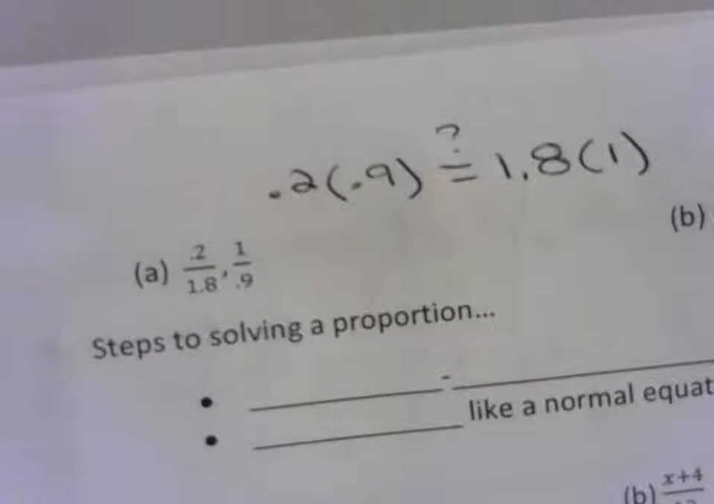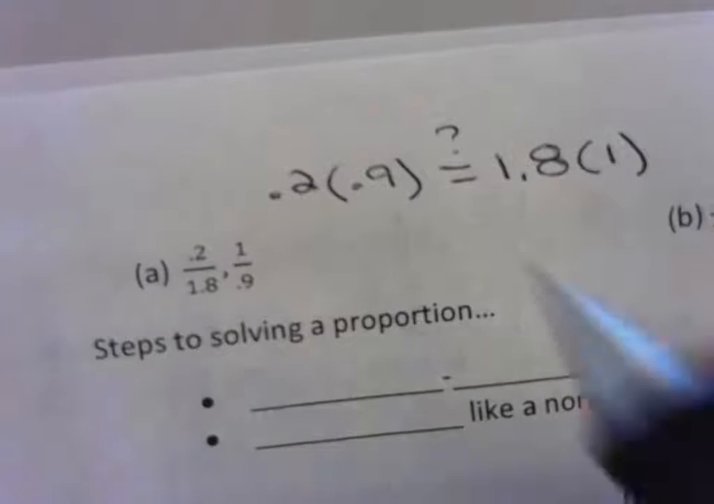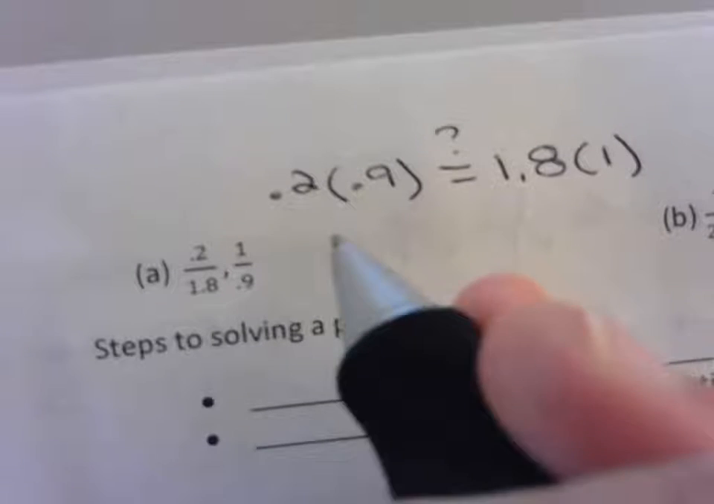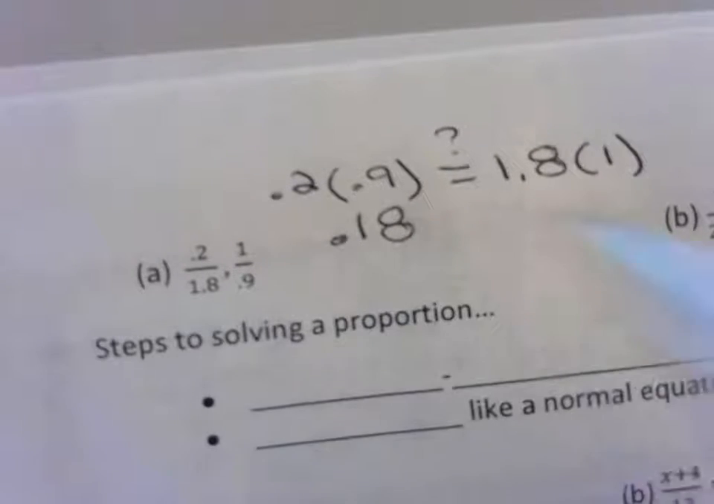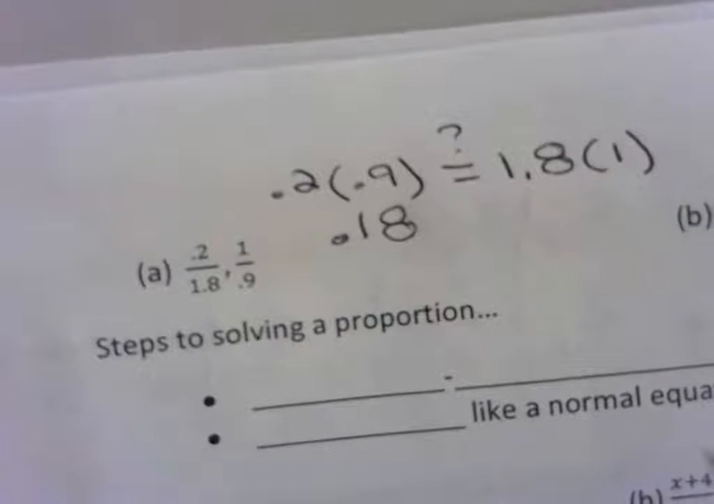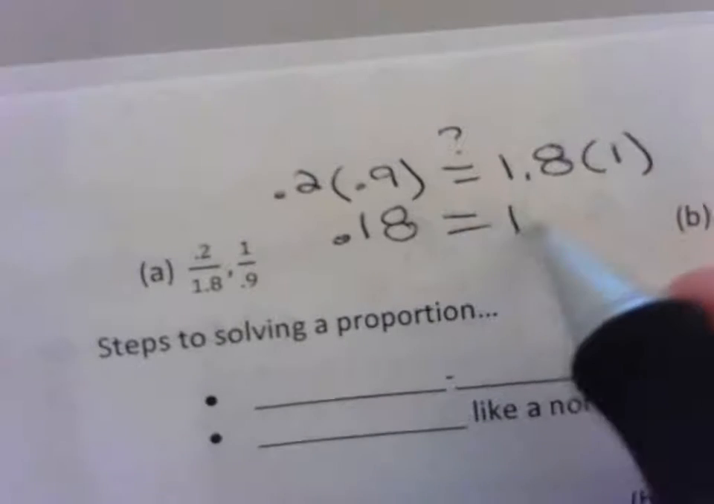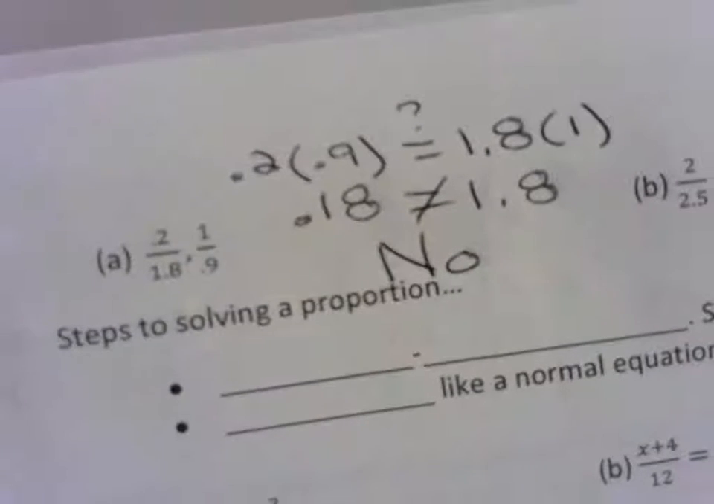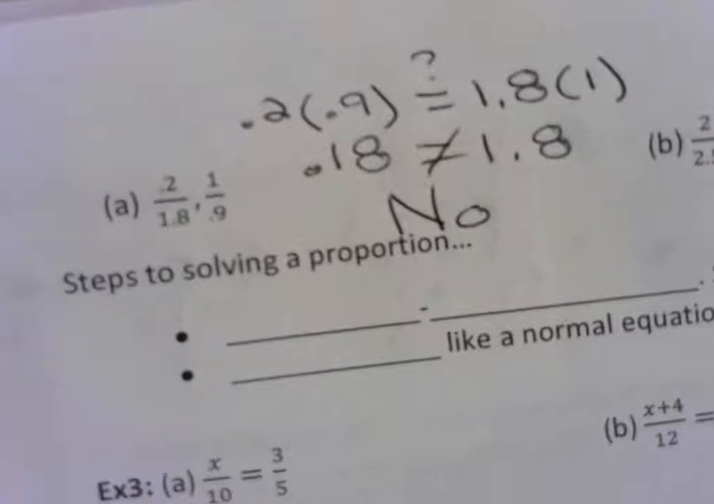You probably wouldn't need a calculator. 0.2 times 0.9. 0.18. What is it? 0.18. 0.2 times 0.9. 0.18. Does that equal 1.8? No. So the cross product is not equal, so it is not a proportion. For it to be a proportion, the cross product has to be equal.